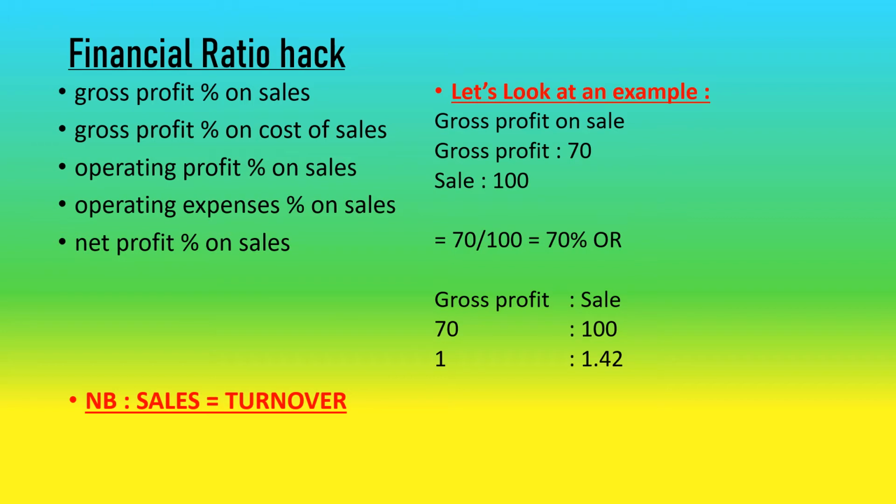It boils down to the same thing: what are you comparing it to? In this case, we're comparing gross profit to sales. And here you can see that for every 1 rand of gross profit, you need to have 1 rand 42 worth of sales. Also, another common thing in these ratios is that a lot of the ratios will talk about turnover. Turnover is sales, so don't forget that.